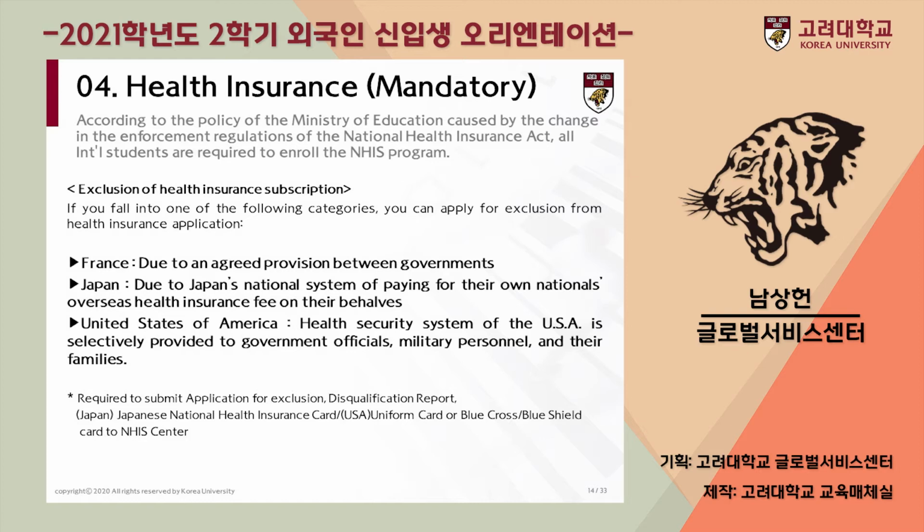French students only have to submit an application form and a disqualification report. Japanese students are required to hand in a Japanese NHIS card plus the 2 forms. American students with uniform cards or Blue Cross Blue Shield cards will have to submit the cards plus the 2 forms.